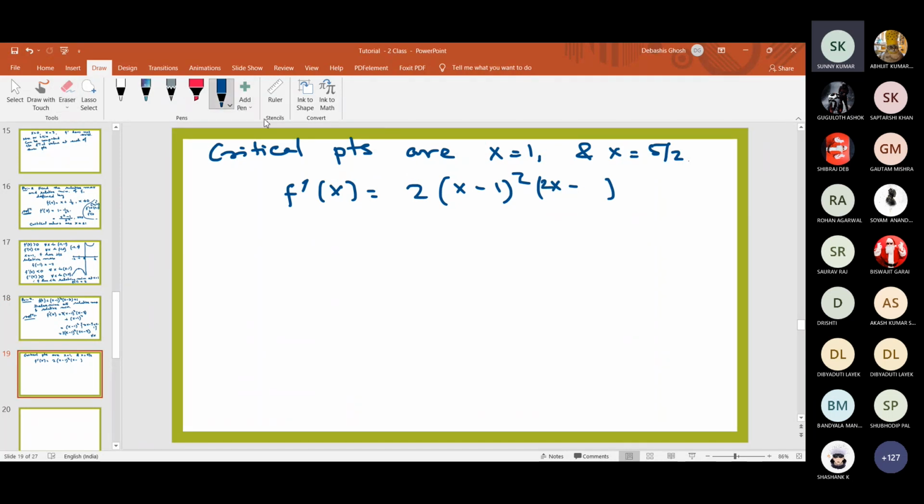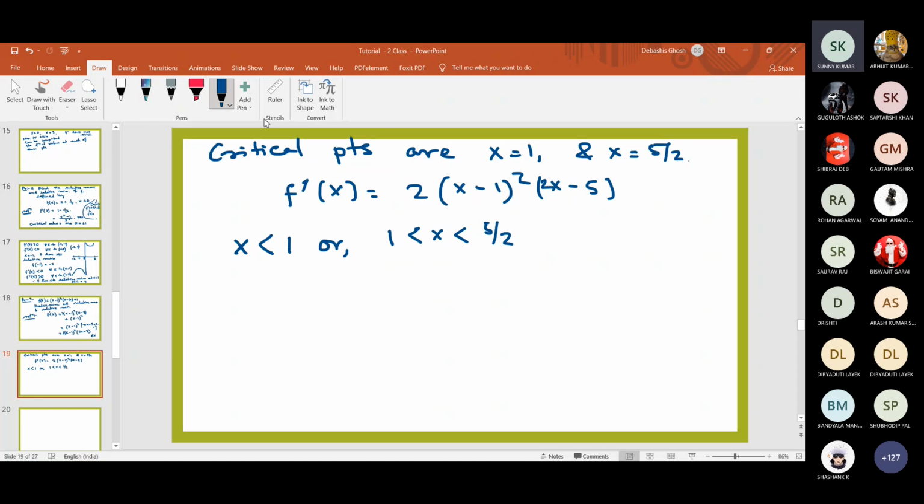2x minus 5 is this. So this portion will never be negative because (x minus 1) is squared. So only the negativity will come up unless you reach x equals 5 by 2. Therefore, for x less than 1, or if we consider 1 less than x less than 5 by 2.